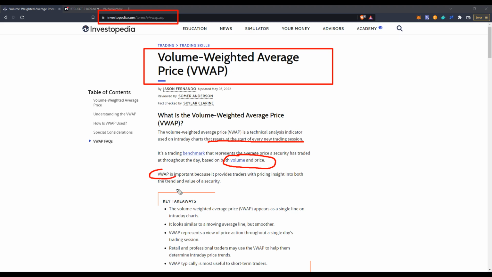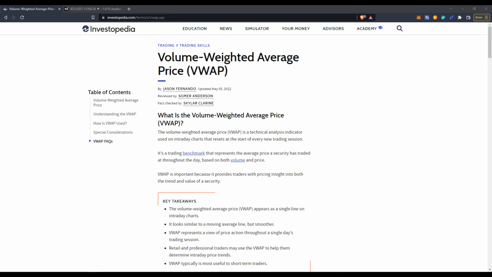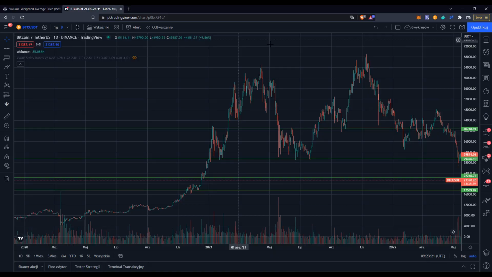VWAP is important because it provides traders with pricing insight into both the trend and value of securities. I strongly encourage you to visit Investopedia and go through the whole definition there. So without further delay, let's jump straight in and check what we have on the chart.